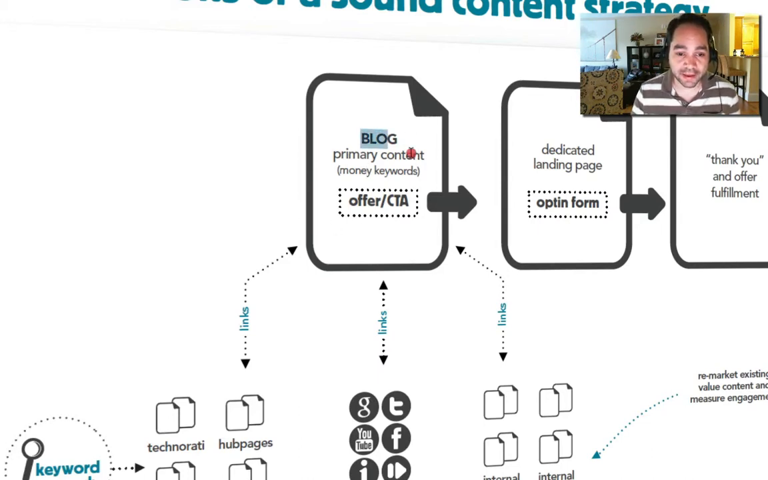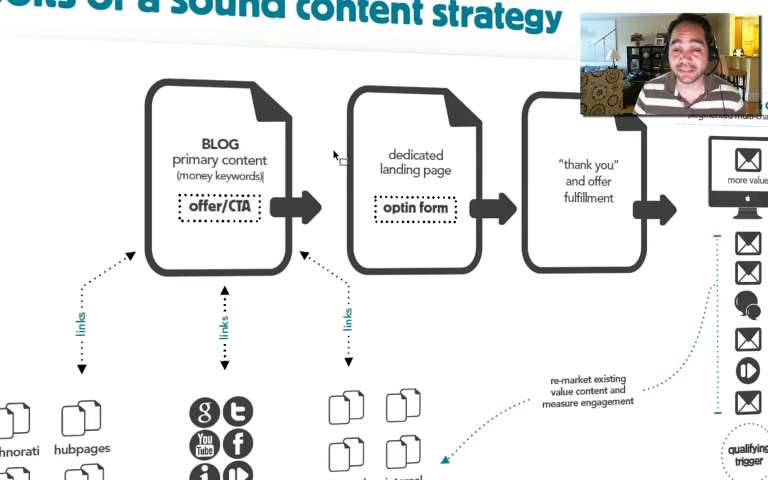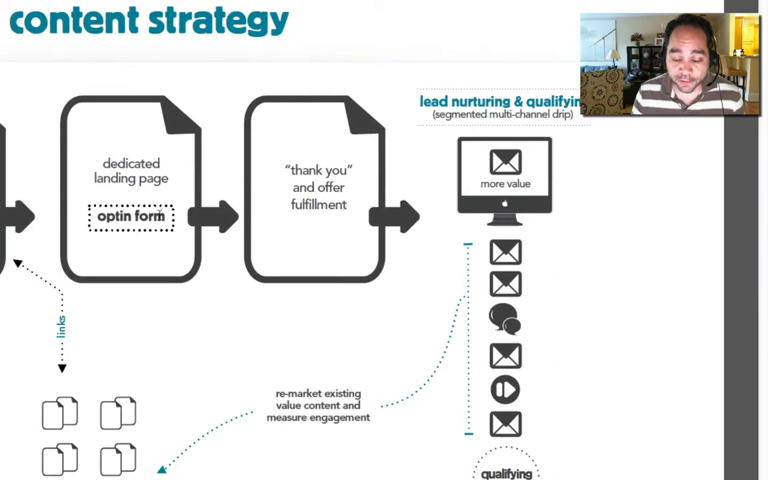So as you can see here, I've got primary blog content. This is what I used to call my mother article, and in this article I would have a relevant offer or call to action that, when someone clicked on it, would take them to a landing page. In this dedicated landing page, there would be an opt-in form where people would enter either their name and email address, or just their email address. As soon as they entered their email address and hit submit, it would take them to a thank you page, and I would deliver what I promised.